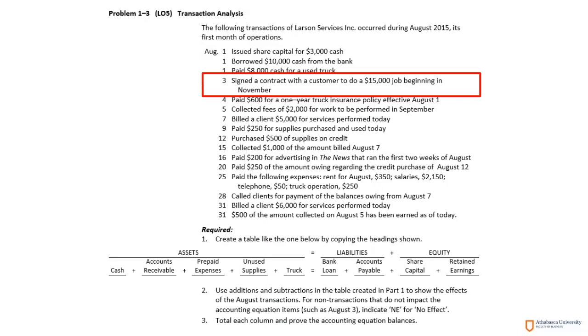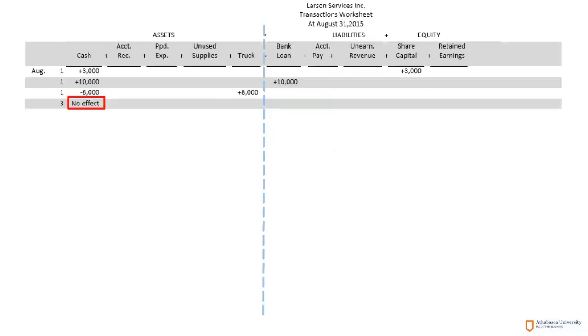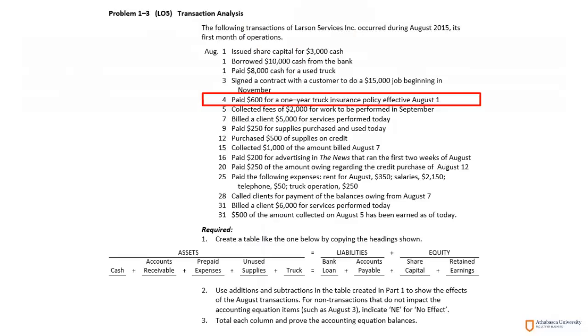On August 3rd, a contract was signed with a customer to do a $15,000 job beginning in November. This does not cause a change in assets, liabilities, or equity because a financial transaction has not occurred. Therefore, there is no effect on the accounting equation.